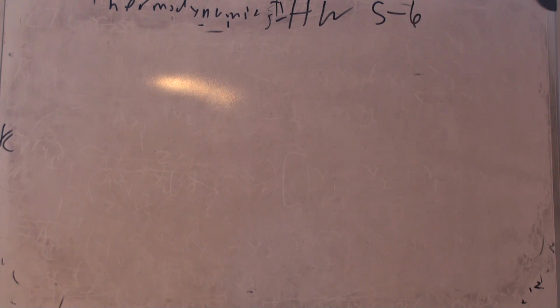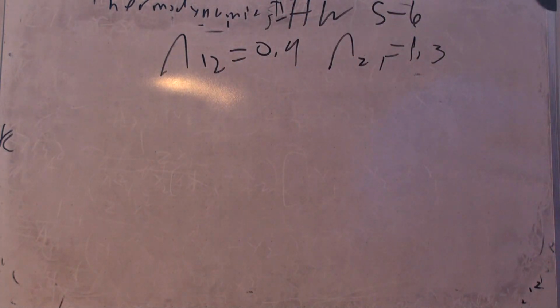Number 6 says, okay, so we've got if lambda 1,2 is equal to 0.9, and lambda 2,1 is equal to 1.3, within the Wilson model, what does A and B equal for the Van Laar? Oh, okay. So, at 400K. Okay, so how do I approach this problem?